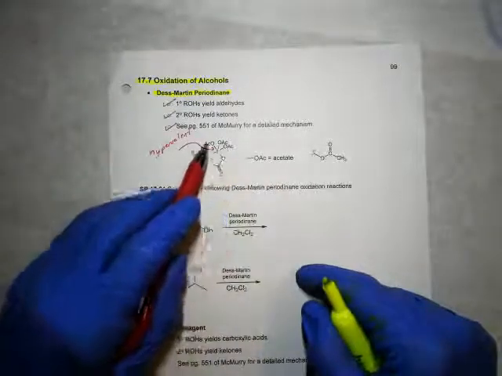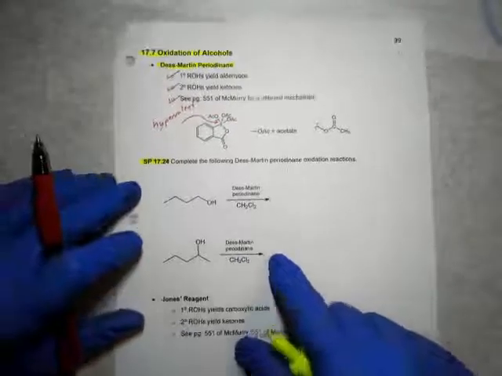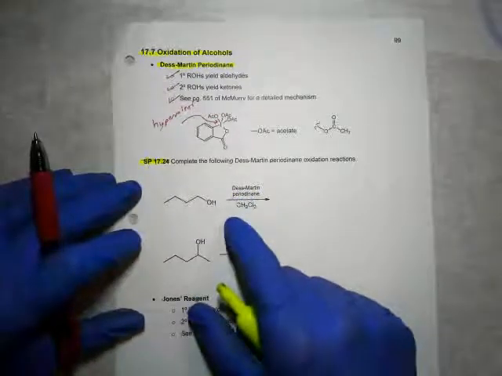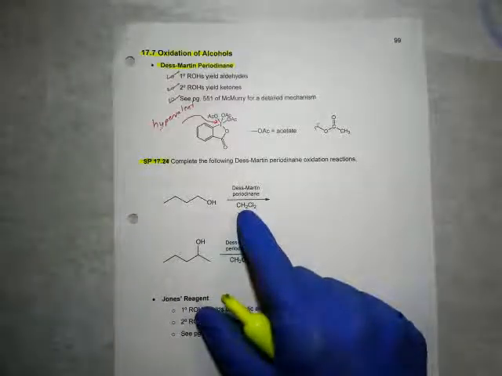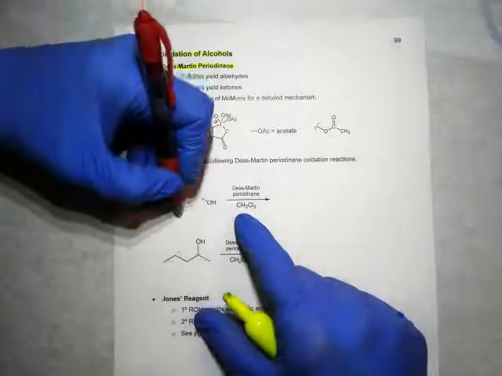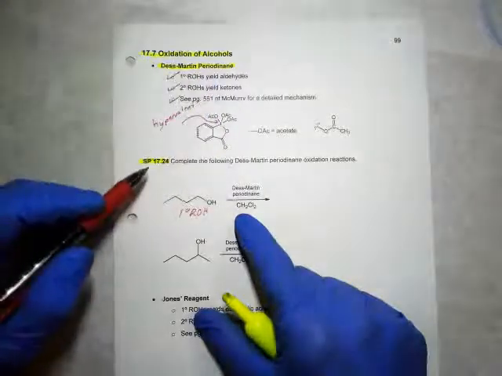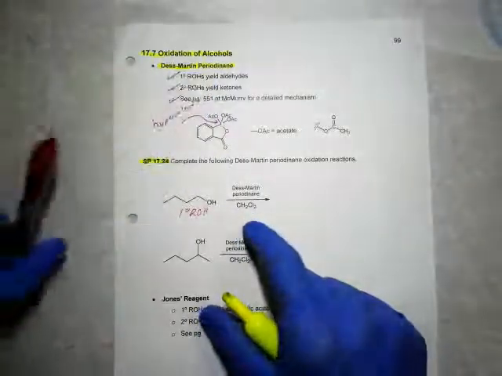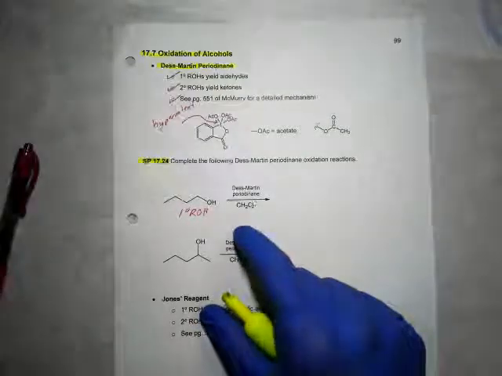So if I would try to draw this whole thing here, it just ends up being a very cluttered looking compound. So here's how it works, and this is what I want you to know. Folks, if you see Dess-Martin periodinane, and typically it is conducted in dichloromethane, all you have to do is recognize the order of the alcohol. In this case, we have a primary alcohol. And what did we say? Primary alcohols yield aldehydes. So we're going to oxidize this position.